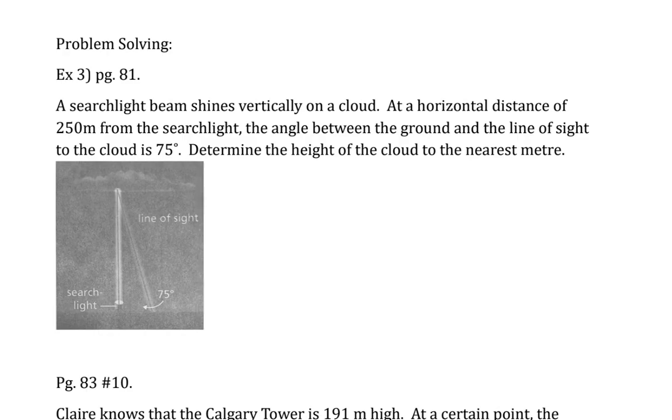So a searchlight beam shines vertically on a cloud at a horizontal distance of 250 meters from the searchlight. The angle between the ground and the line of sight to the cloud is 75 degrees. Determine the height of the cloud to the nearest meter. So thank goodness we have a visual here. I'm just going to expand it a little bit and make it, this is probably a more realistic picture, but this gives us a little bit more room to draw and breathe.